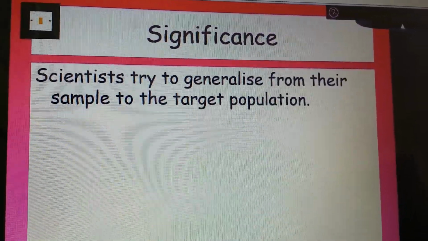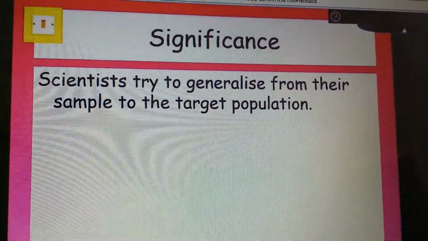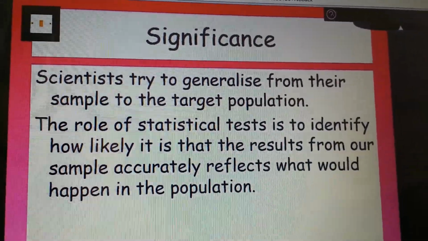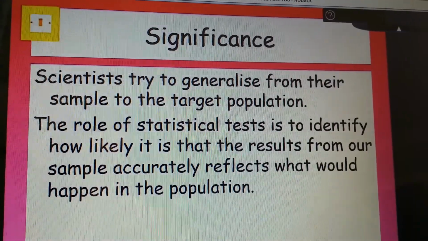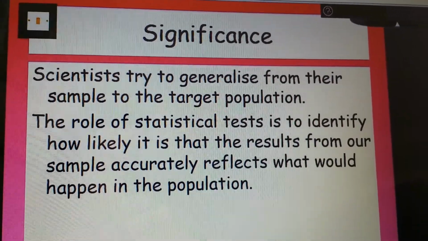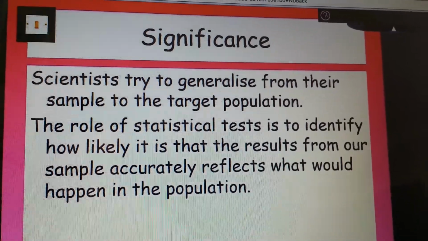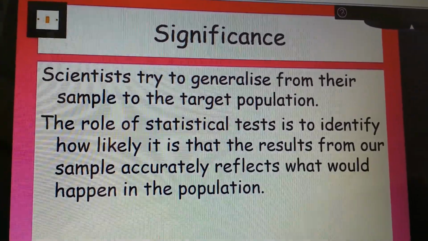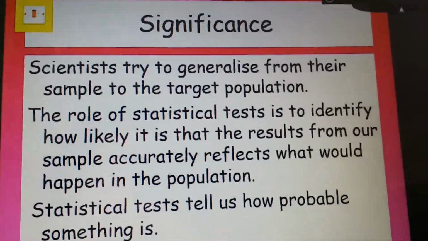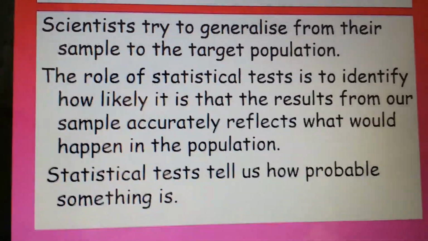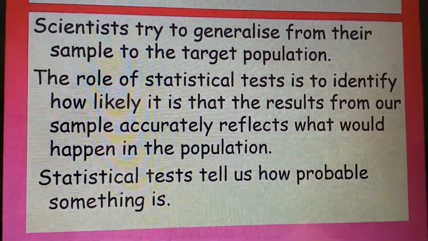Scientists try to generalise from the sample to the target population. But the reason that we use inferential statistical tests is to identify how likely it is that the results from our sample accurately reflect what would happen in the population. So we need to get this as accurate as possible. A statistical test tells us how probable something actually is.